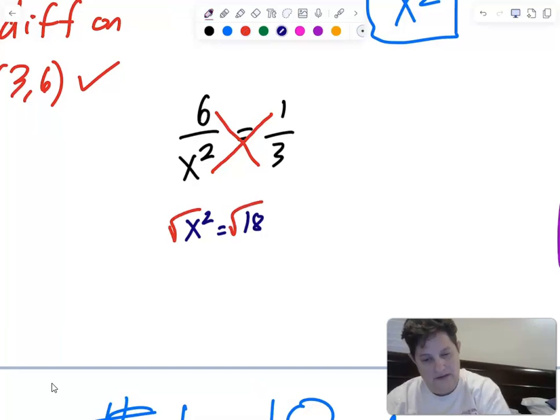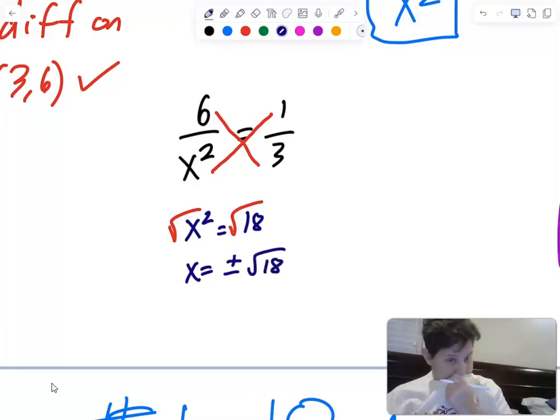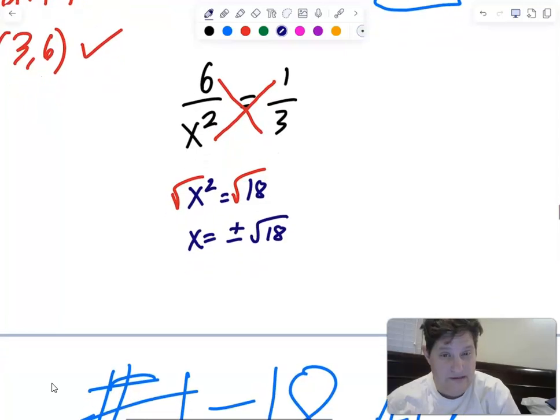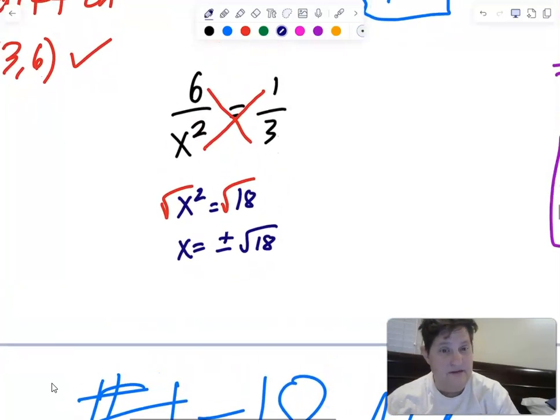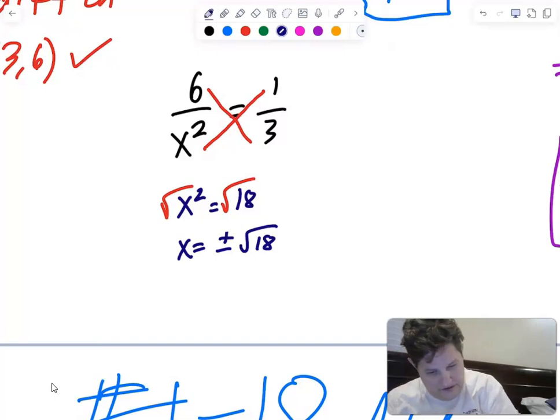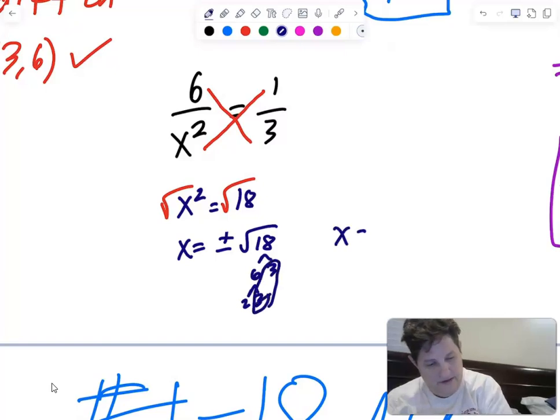I square root both sides. X is plus or minus the square root of 18. Now listen, I don't care if you simplify that down or not. If it's an FRQ, we would leave it like that. If it's a multiple choice question, that would break that down for us. So it actually would be plus or minus 3 root 2.